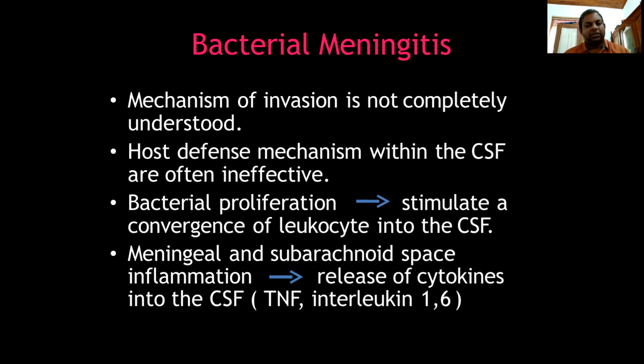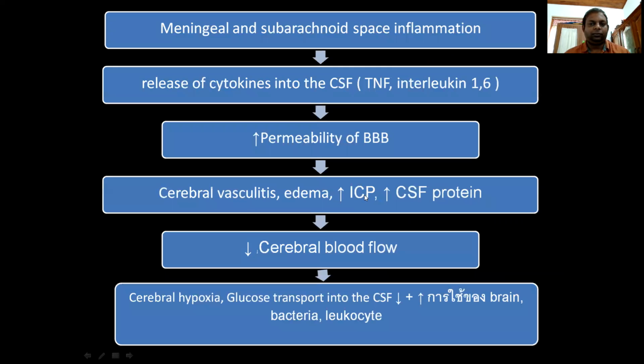Anyway, host defense mechanisms within the CSF are often ineffective. Bacterial proliferation stimulates the convergence of leukocytes into the CSF. That is why, in bacterial meningitis, leukocytes are high. If it is viral, lymphocytes are high. If it is parasitic, the eosinophil count is high. In TB, lymphocytes are high. Release of cytokines, as in any inflammatory process, leads to meningeal and subarachnoid space inflammation. So that is what happens.